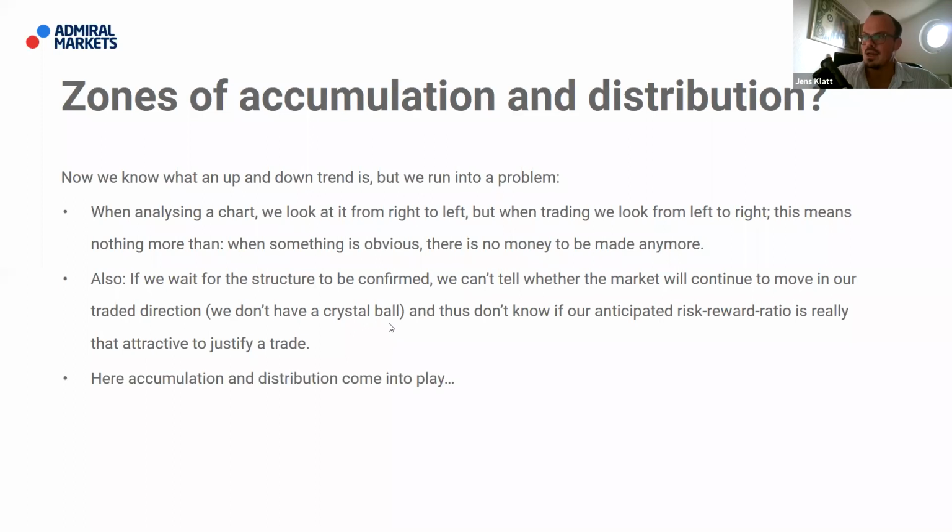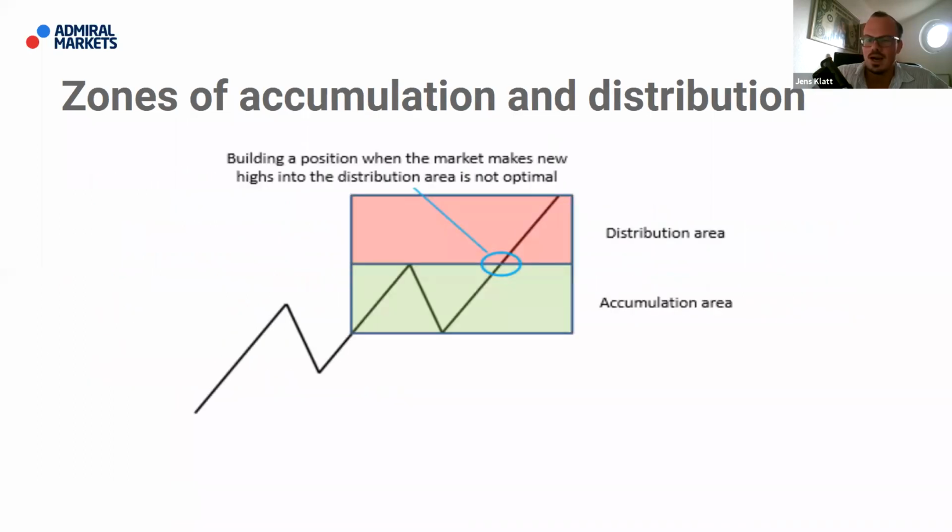So now let's come back to zones of accumulation and distribution. So what do I mean by that? And here I have a very, very simple chart, in fact. It's, again, a theoretical approach, but once you grasp this concept, you will look at every chart from a very certain perspective. So we have, again, our sequence of higher highs and higher lows. And now I divide this structure by a green and a red box. The green one is the accumulation area, while the red box is obviously the distribution area.